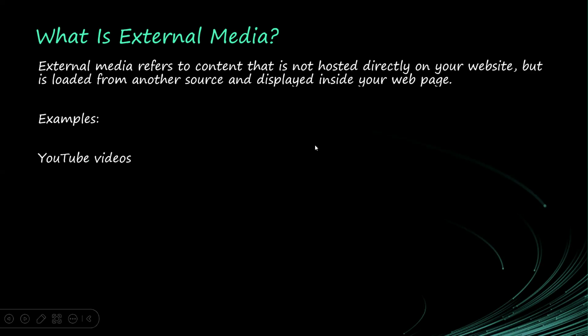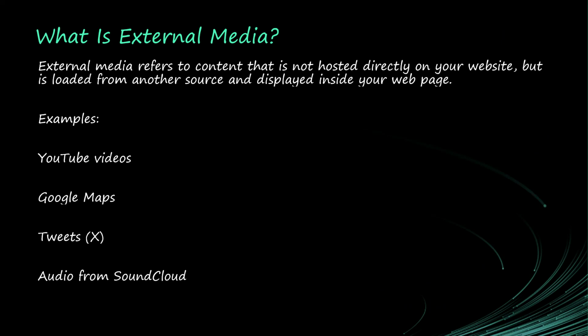Examples: a YouTube video, you can embed a YouTube video in your own website. You can embed Google Maps in your website. You can embed tweets, audio from SoundCloud. These are external content that you can embed in your website. PDFs can also come from Google Drive, so you can also embed a PDF from Google Drive. So how can you embed them and make them available in your own website? That's what we'll be talking about in this class.